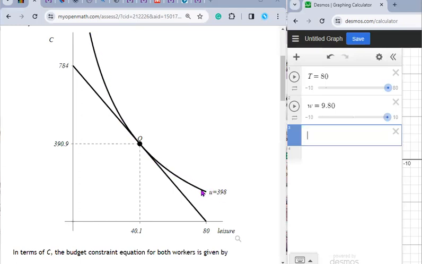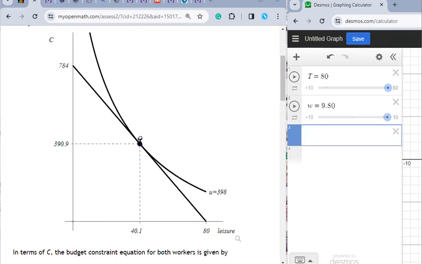So the consumer is equally happy with this point as she is with this point, as she is with that point, right? And then this is our budget constraint. If she works 80 hours a week, she has zero leisure and her earnings are 784. If she has 80 hours of leisure a week, she works 0 hours a week, she has zero consumption, because in this model, the allowance is zero. There is no weekly allowance. So if she does not work, she has no money for consumer goods.